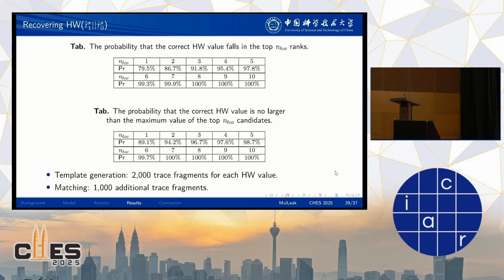We show the results of recovering the Hamming weight of the result coefficient pair. For each Hamming weight value, we collect 2,000 trace fragments to generate the template. And we utilize 1,000 trace fragments to evaluate the matching probabilities and rank the candidates accordingly. The above table shows the probability that the correct Hamming weight value falls in the top NHW ranks. The bottom table shows the probability that the correct Hamming weight value is no larger than the maximum value of the top NHW candidates.